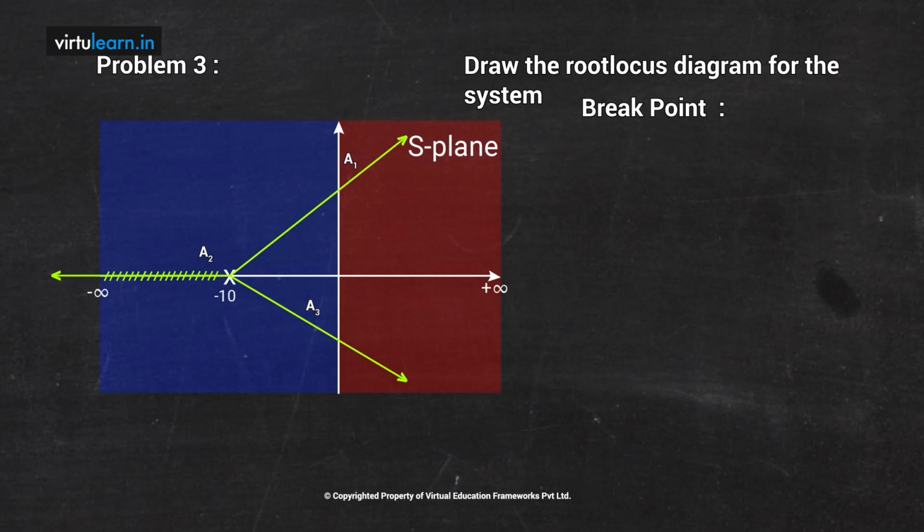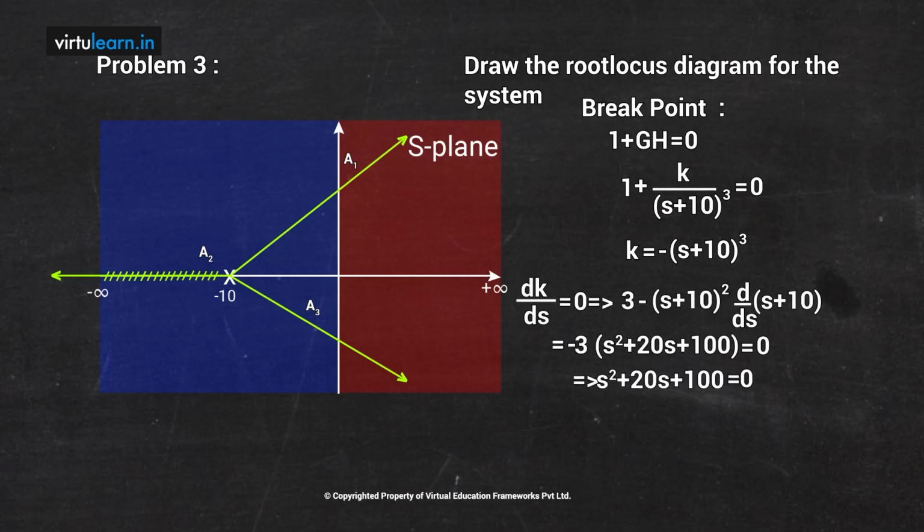So write down the characteristic equation, 1 plus GH is equal to 0. Then from that you write K as a function of s. If you write K is equal to minus (s plus 10) whole cube, then you know how to differentiate that. So if you write dK/ds is equal to 0, then you will get the equation s cube plus 20s plus 100 is equal to 0.